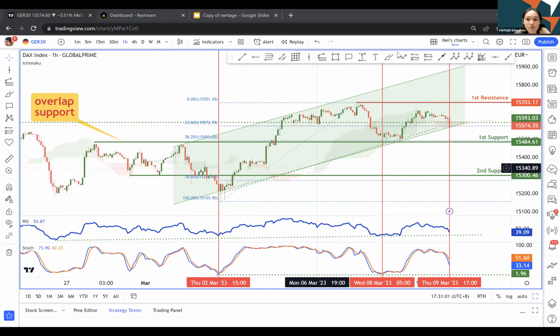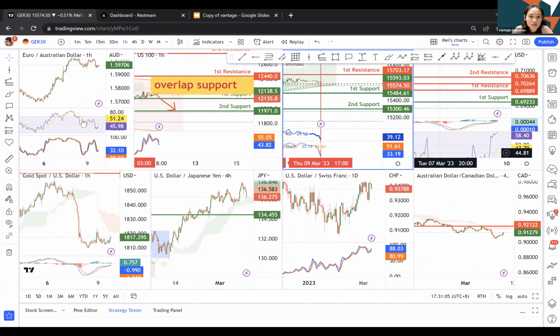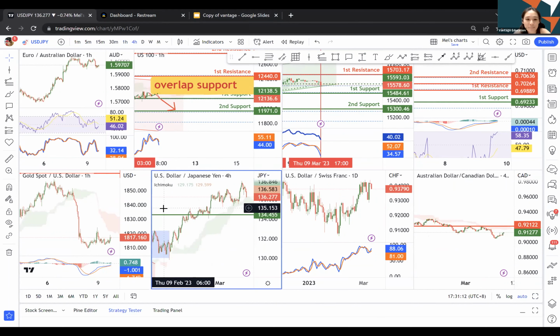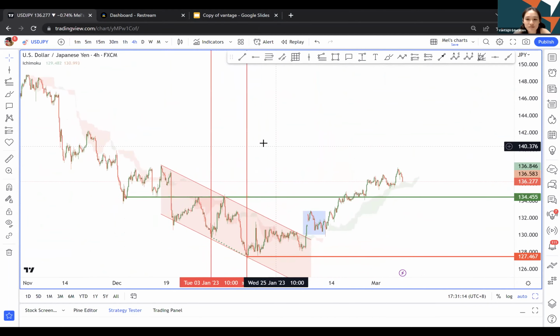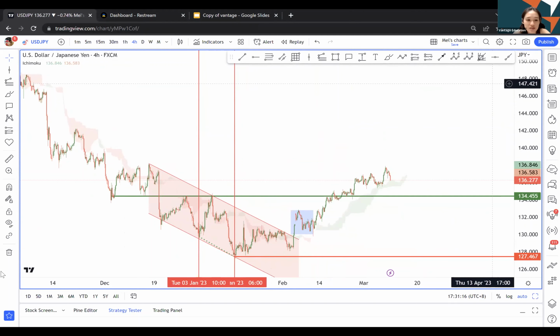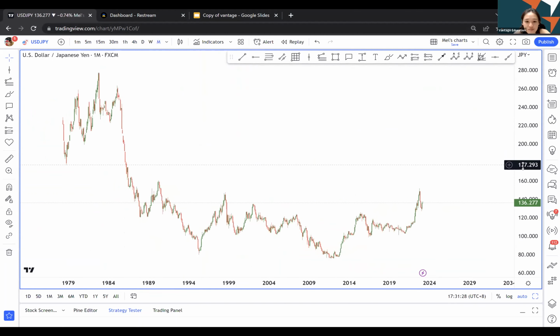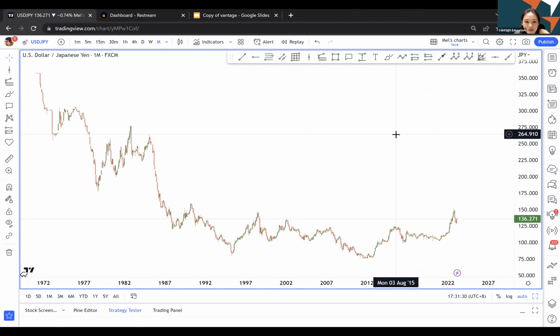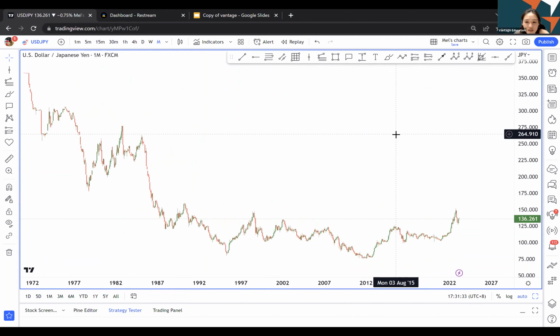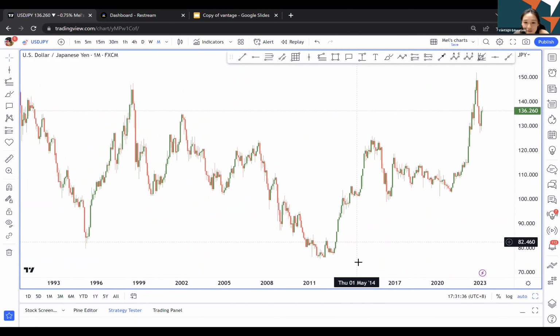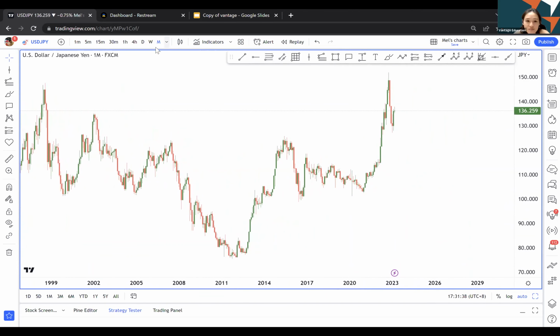Okay, if not, let's take a look at some major currency pairs. Let me clear this chart. Okay, let's take a look at dollar yen. On a monthly time frame, you can see there is a general uptrend from over here, right?